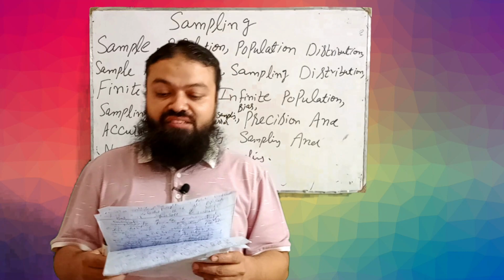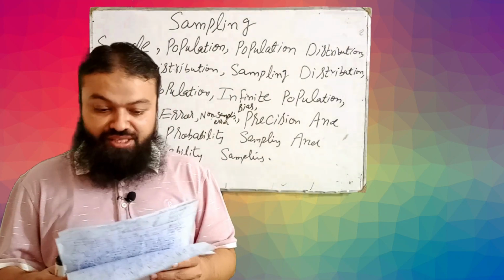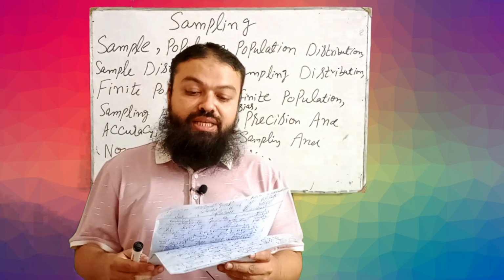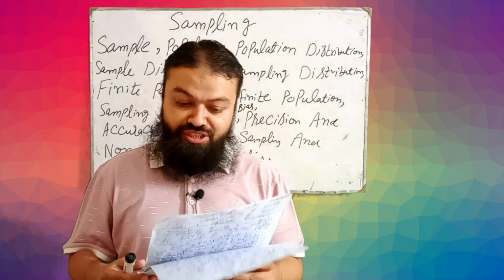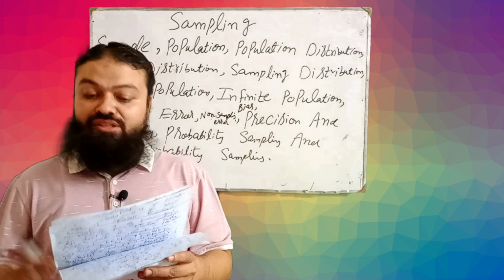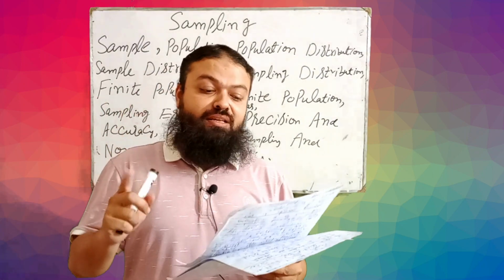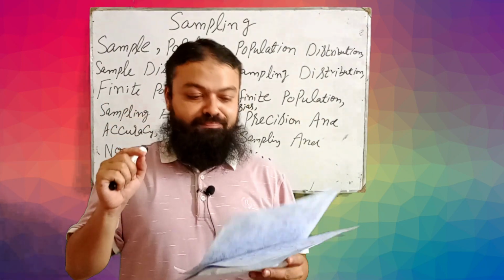Number 4, census is not applicable when population is number 1, finite, wrong. Number 2, infinite. Number 3, homogeneous. Number 4, heterogeneous. The second one is correct, infinite. Census is not applicable when the population is infinite.